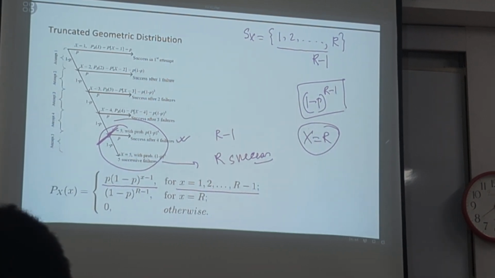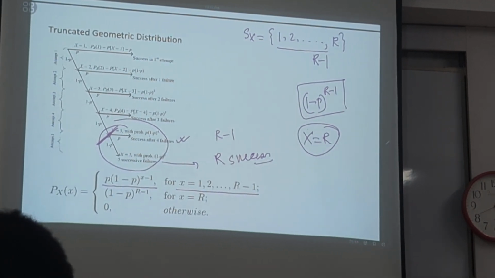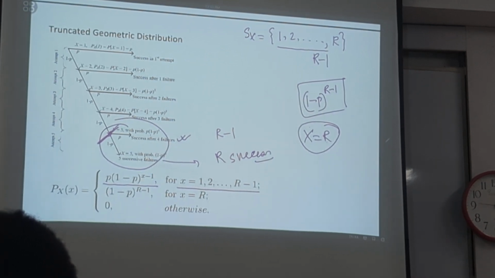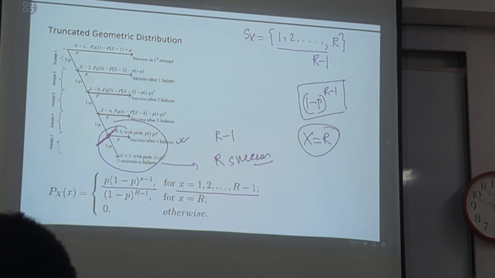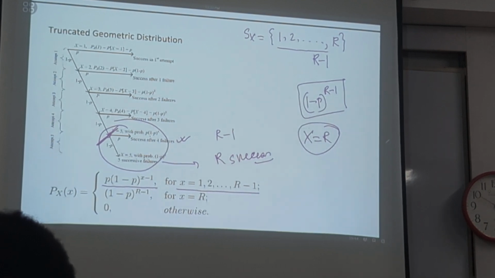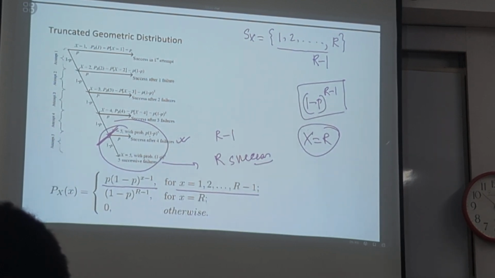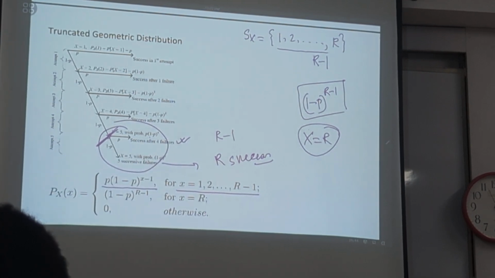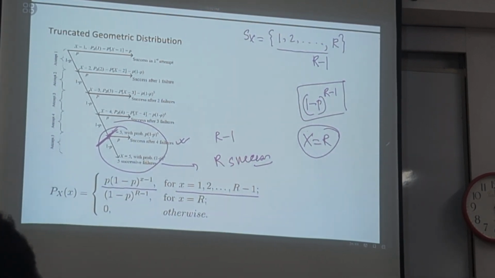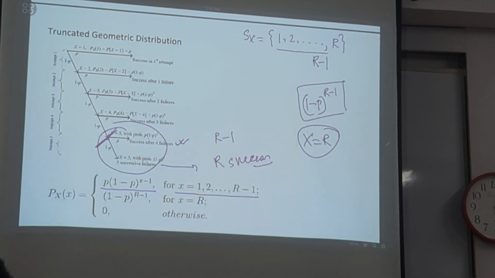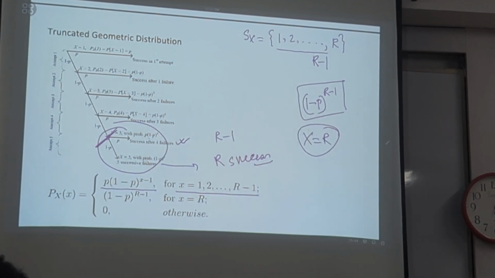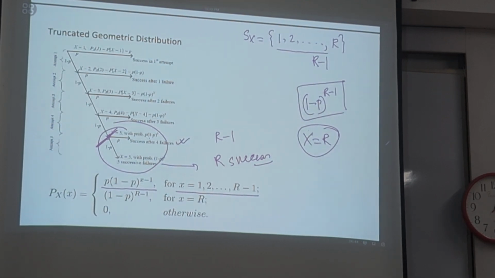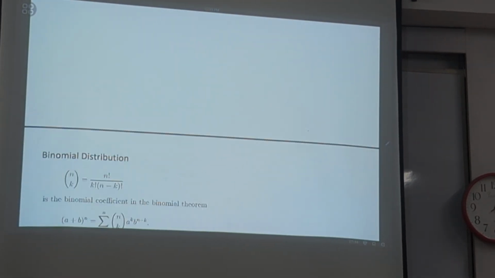Or you can consider it another way around. By applying the law of total probability, you can consider that x is equal to R will be resulted if the R-th attempt is a success. The probability that you have a success after R minus 1 consecutive failures and one success, or you have R successive failures. Both the probabilities will be added, then you will get the same. Okay? So this is the distribution for truncated geometric pattern.